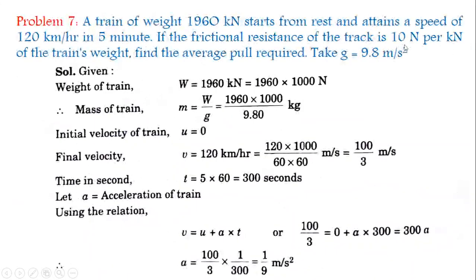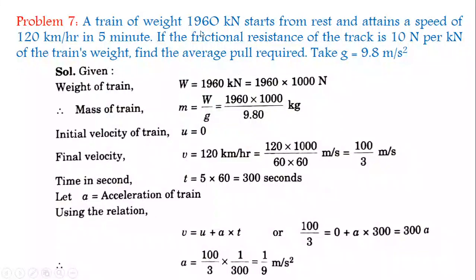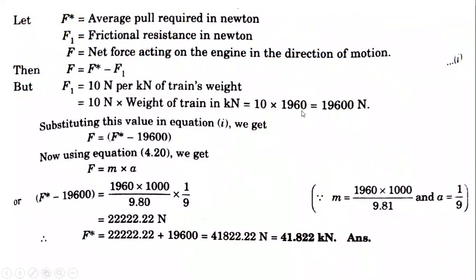The frictional resistance is equal to 10 Newton per kilonewton of the train's weight. That means 10 Newton into the weight of the train in kilonewton. The weight of the train in kilonewton is 1960 kilonewton. 10 into 1960 equals 19600 Newton. This is F1, the frictional resistance value.